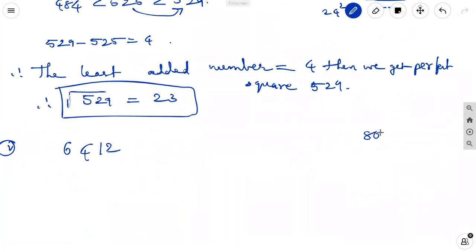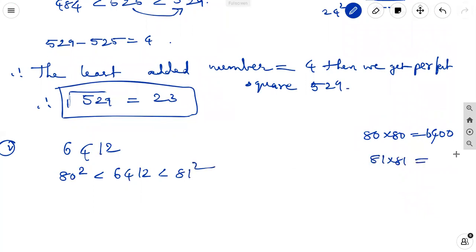We know that 80 into 80: 0, 0, 8 eights are 64. Okay, 6400. So 80 square is less than 6412, which is less than 81 square. 81 into 81: 1 ones are 1, 8 plus 8, 16, 8 eights are 64 plus 1, 65. So 6400 is less than 6412, which is less than 6561.